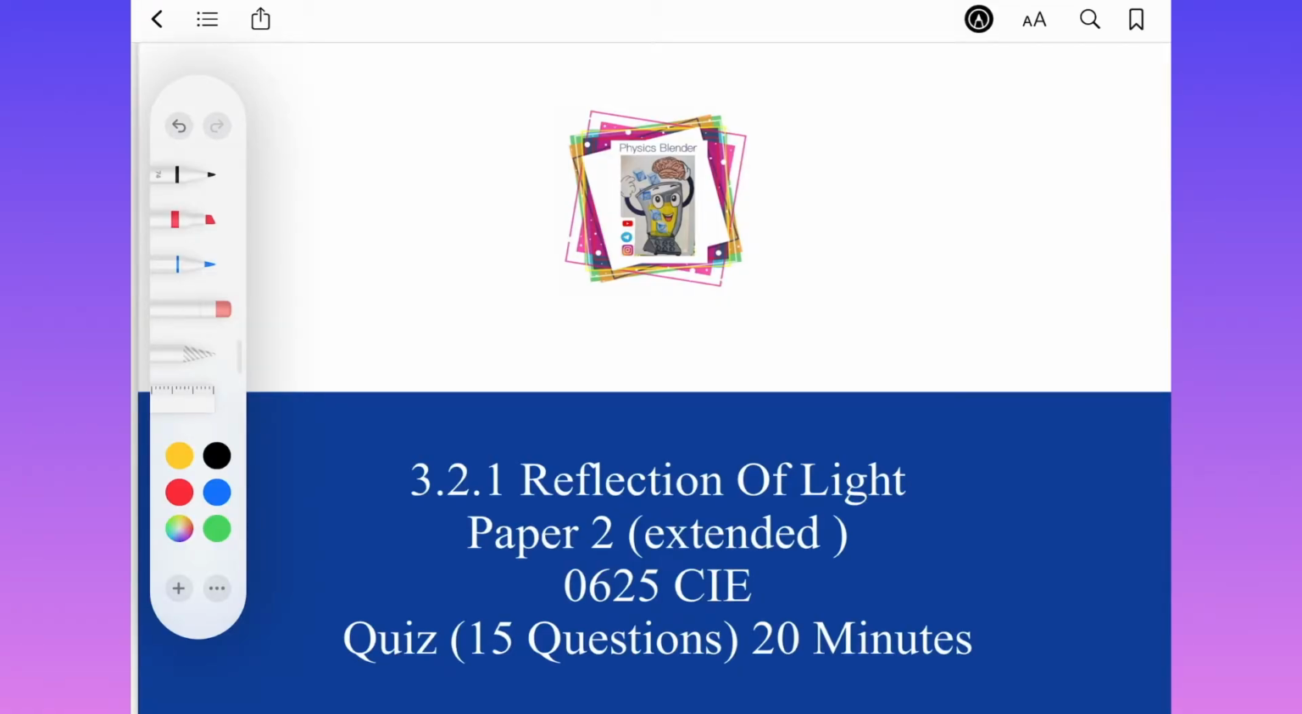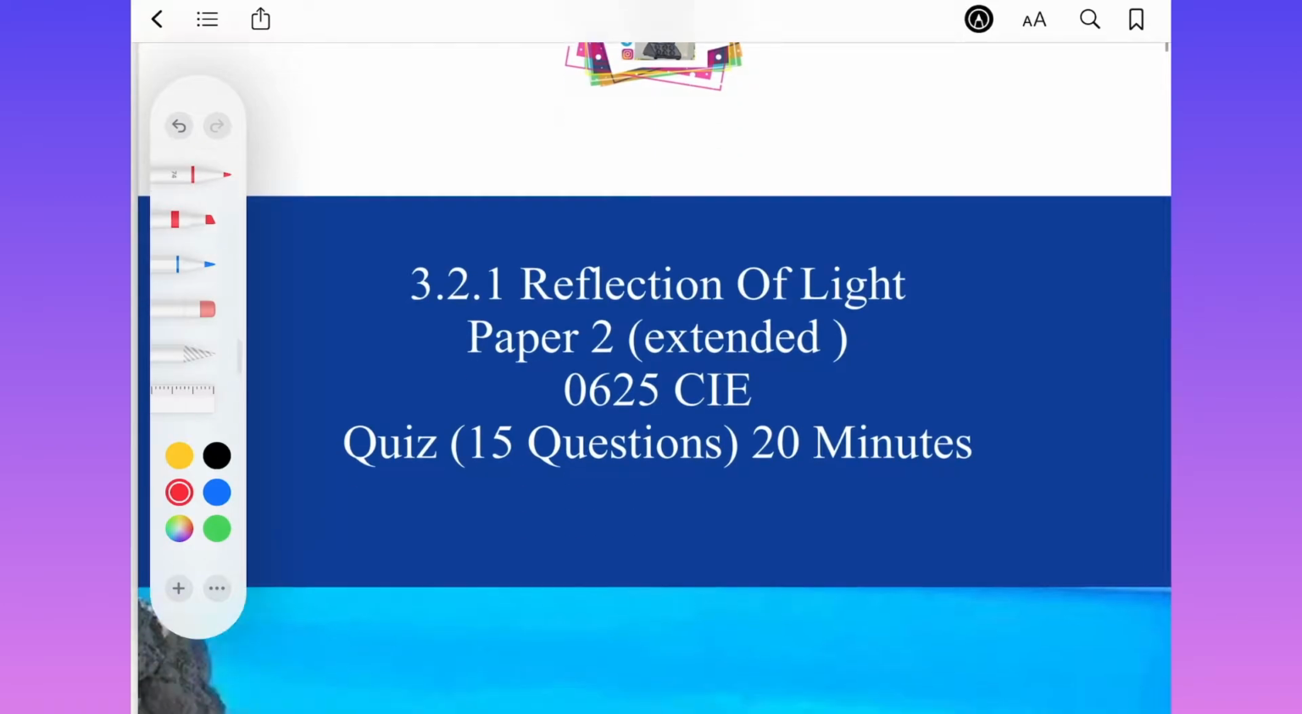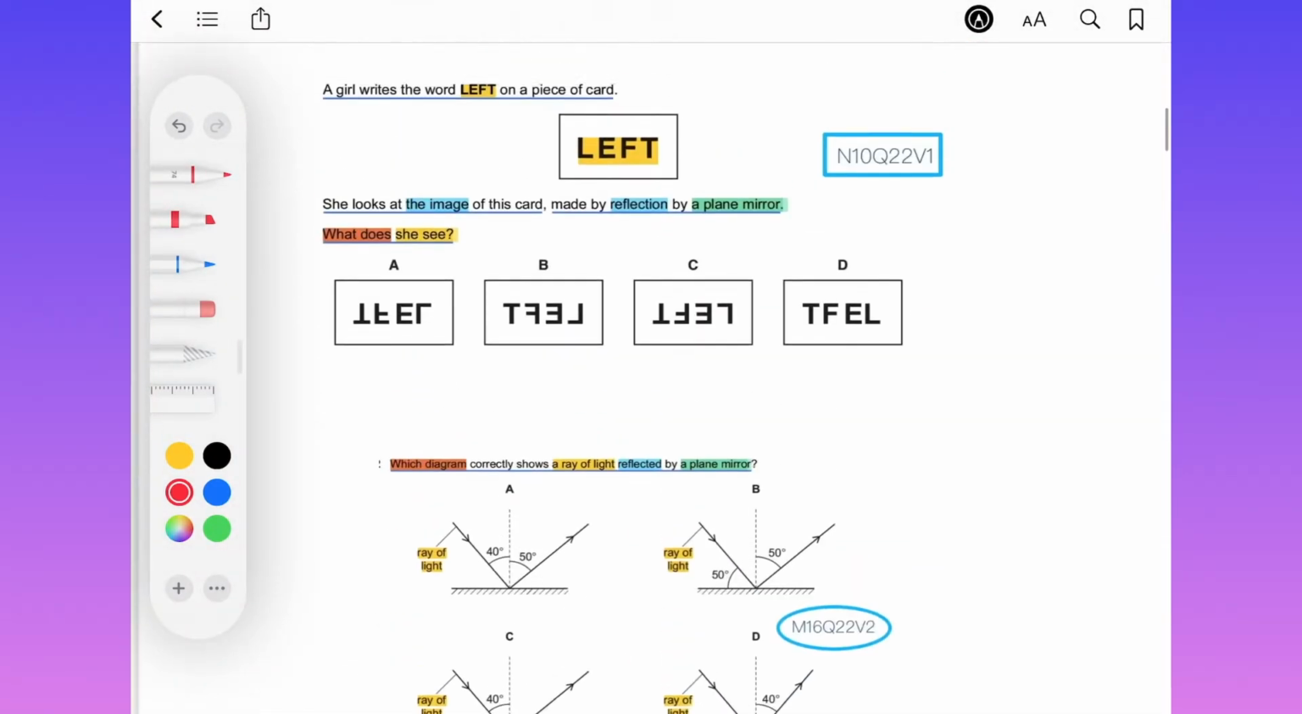Hello everyone, welcome to Physics Blender e-learning platform. Today we are going to check your answers. You have a quiz about reflection of light, paper 2 for extended candidates. Let's start with question 1.